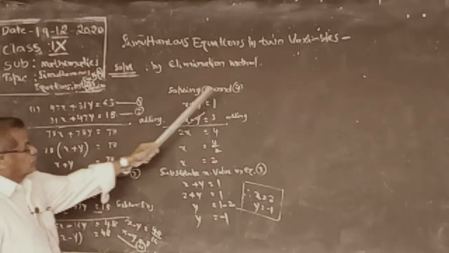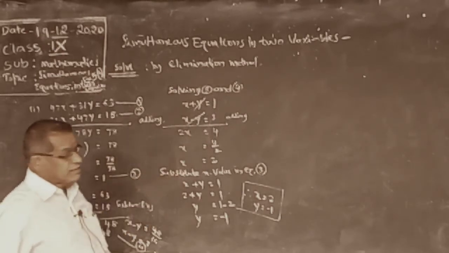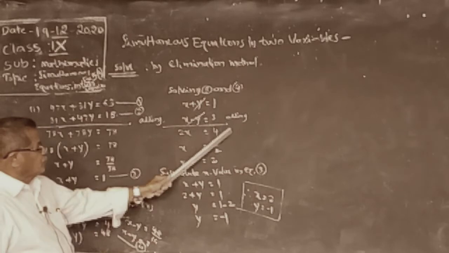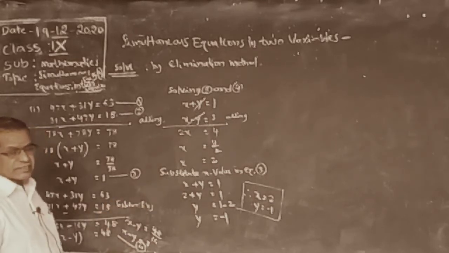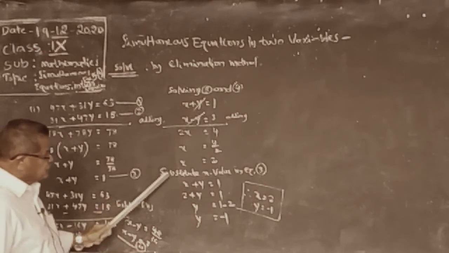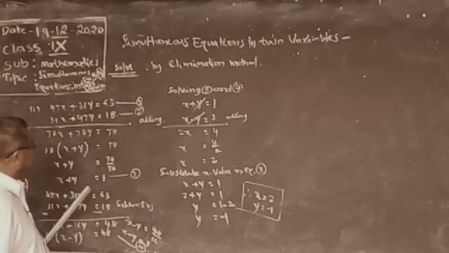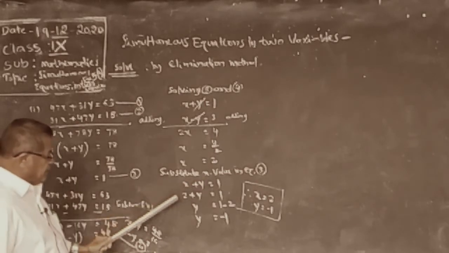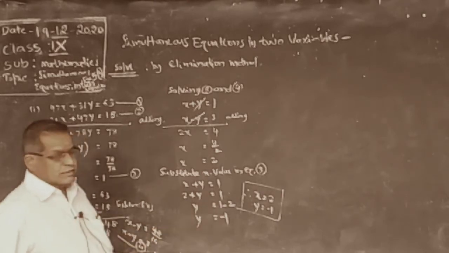Solving 3 and 4. Plus y minus y cancel by adding. In addition, 2x is equal to 4. We are getting x equal to 2. We got x. Substituting the x value in equation 3. What is 3? X plus y is equal to 1. The x value we are substituting, 2. Then y is 1 minus 2. Y is minus 1. This is the solution.